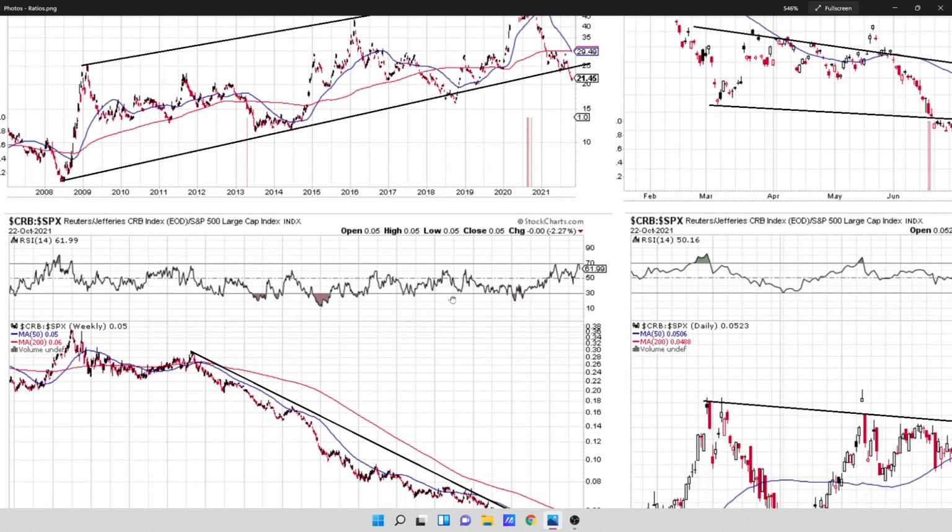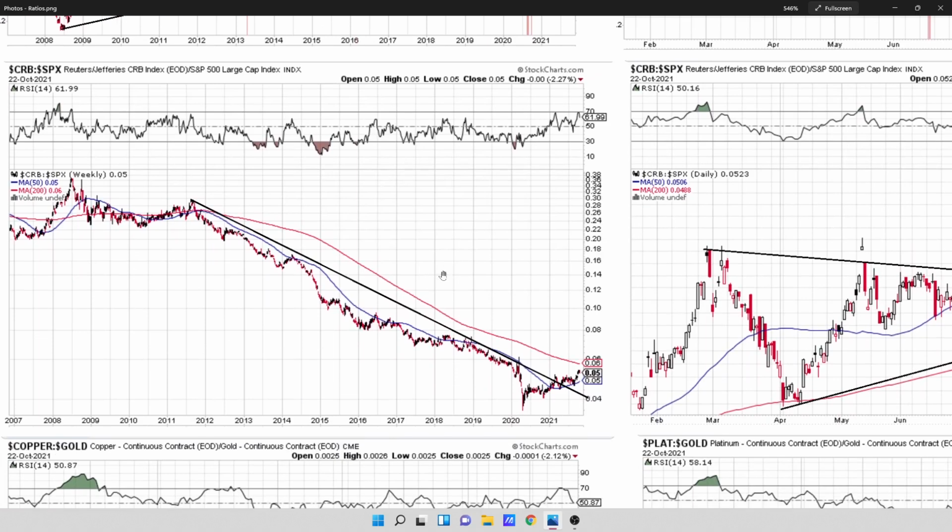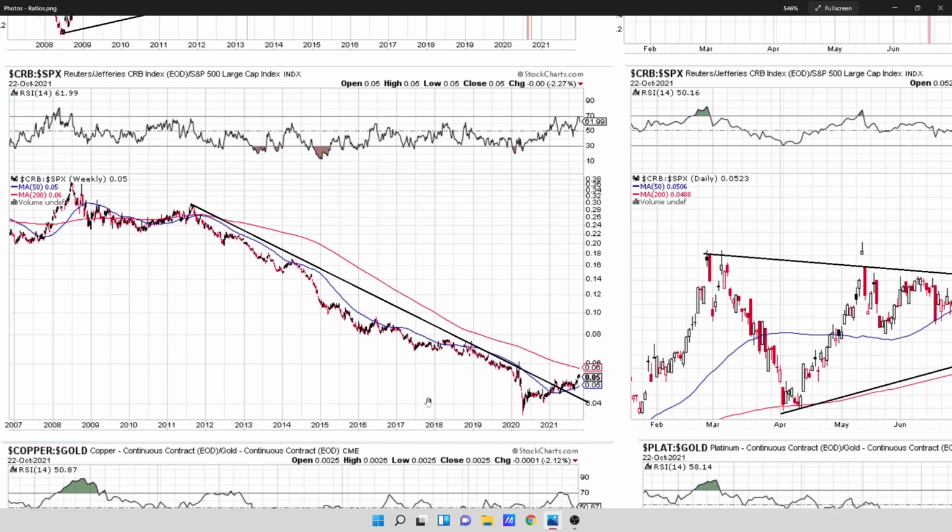Now, looking at the CRB to S&P 500 ratio, we're breaking the downtrend line right here. Here's the downtrend line. We broke it to the upside. That means that the CRB index, the commodity index, is outperforming the S&P 500. And we are at incredibly low valuations in relationship to history. At the end of the last commodity bull market, it got all the way up to 0.38, 0.4, somewhere in that range. And we're at 0.05 right now.